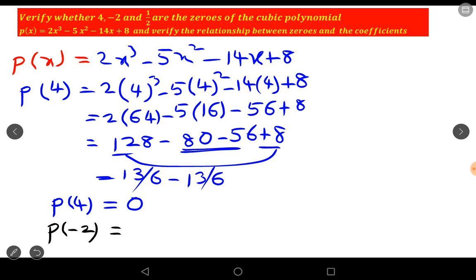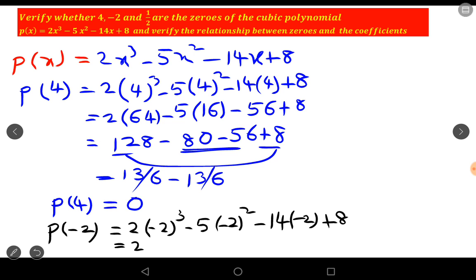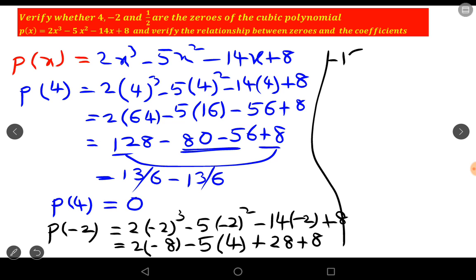Okay, so same: 2 times of minus 2 cube, minus 5 times of minus 2 whole square, minus 14 times of minus 2, and the last one is plus 8. 2 times of minus 2 cube equals minus 8. Then 5 times of minus 2 square means plus 4, and minus into minus is plus, so 14 times 2 is 28, plus 8. Okay, 2 into minus 8 is minus 16. Next one, minus 4 fives are 20, plus 28 plus 8 is 36.